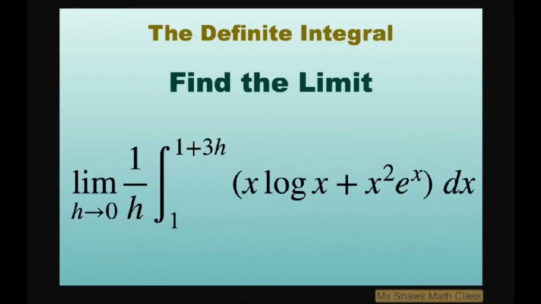Everyone, we're going to find the limit as h approaches 0 of 1 divided by h times the integral from 1 to 1 plus 3h of x times log of x plus x squared times e to the power of x dx. Normally with these kind of problems we try to fit it into this formula here, but it doesn't work.